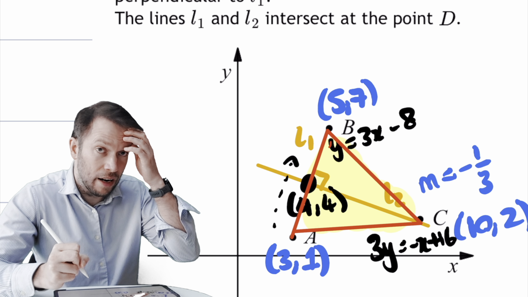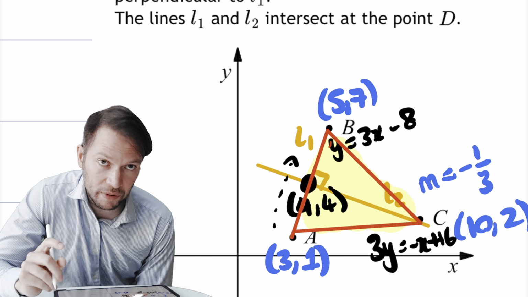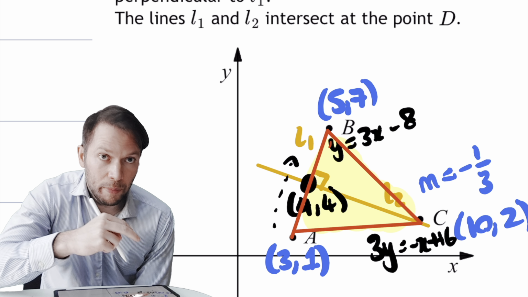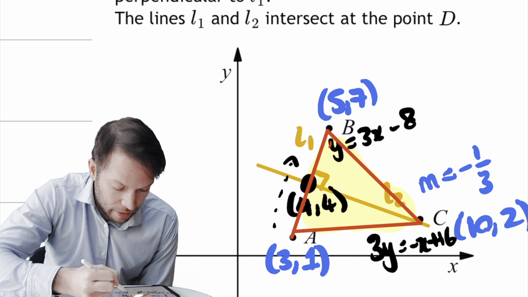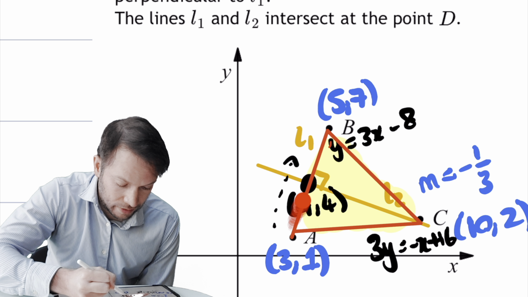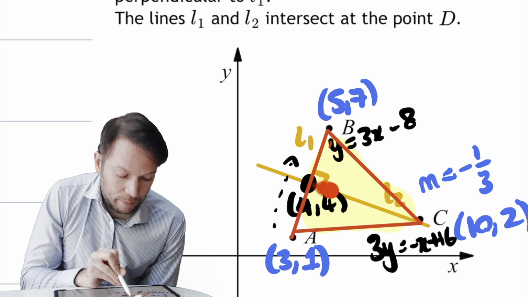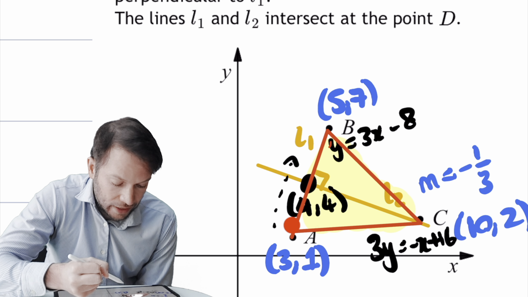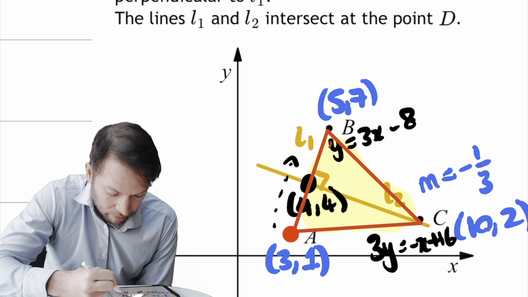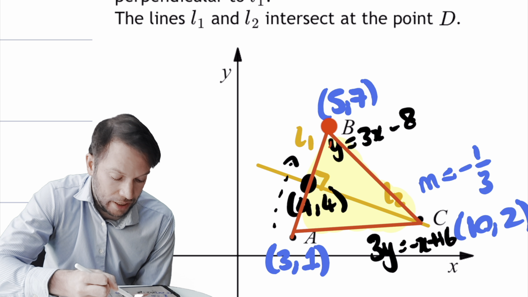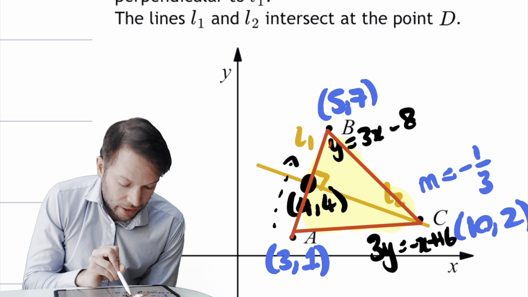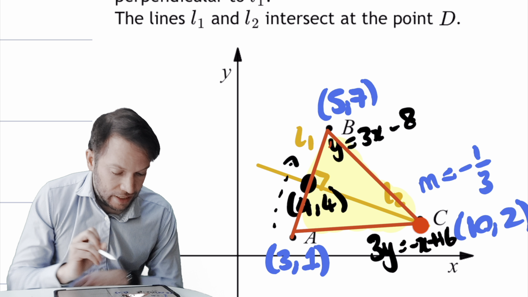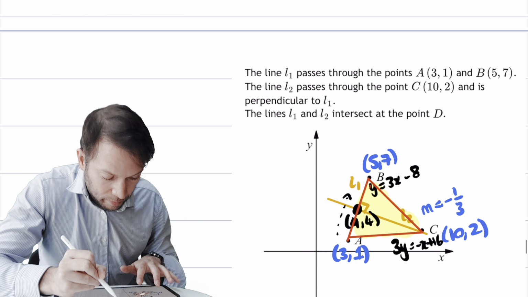Now, to find the area of a triangle, I can do half times base times height, right? Now, we want base times perpendicular height. If I use this as the base, then I could use that as the perpendicular height. To find the length of this base, I need to find the distance between 3, 1 here and 5, 7 here. And to find the length of this perpendicular height, I need the distance between 4, 4 and 10, 2. So let's copy this information out below.